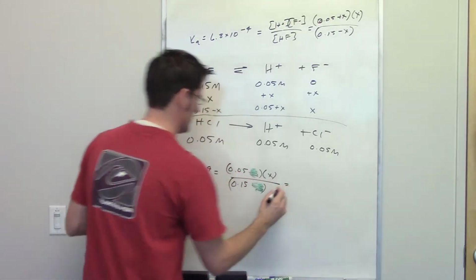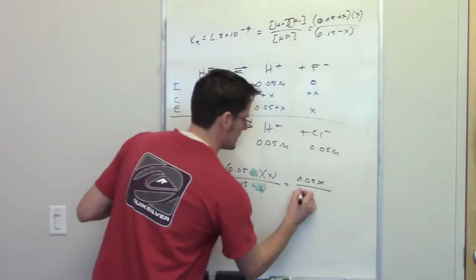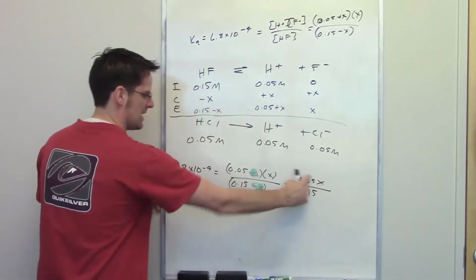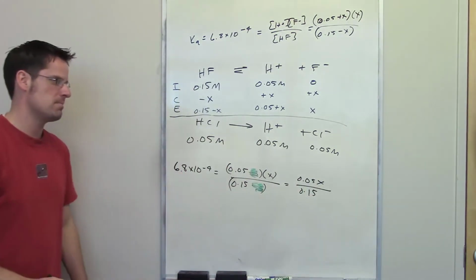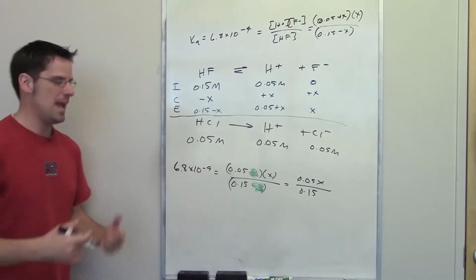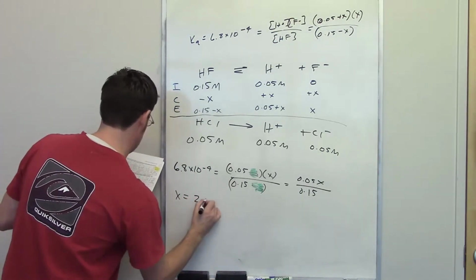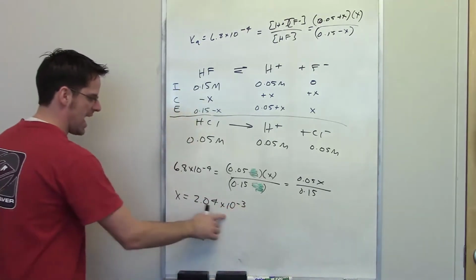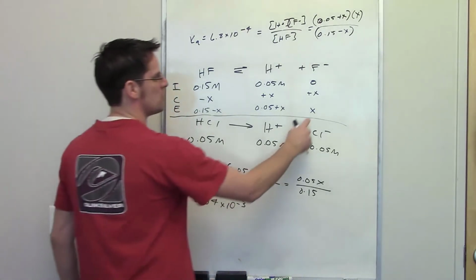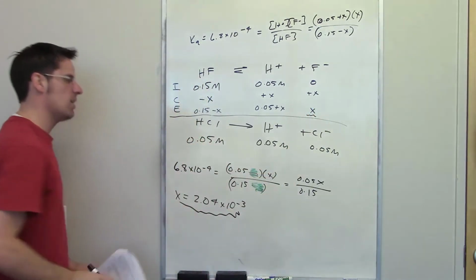So I'm going to simplify this to be 0.05X divided by 0.15. That is all equal to this number, 6.8 times 10 to the negative fourth. If you do algebra and solve for X, you end up getting 2.04 times 10 to the negative third. That is X, and that is the fluoride ion concentration, which is the first half of this question.